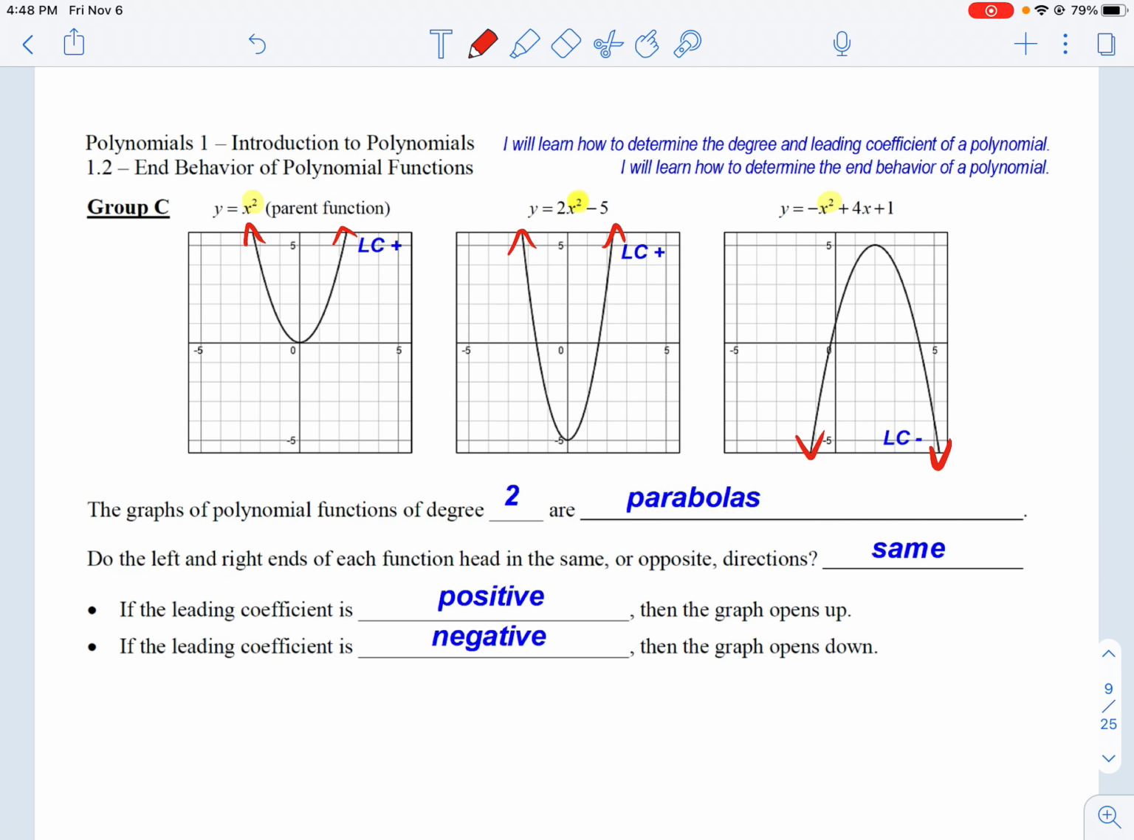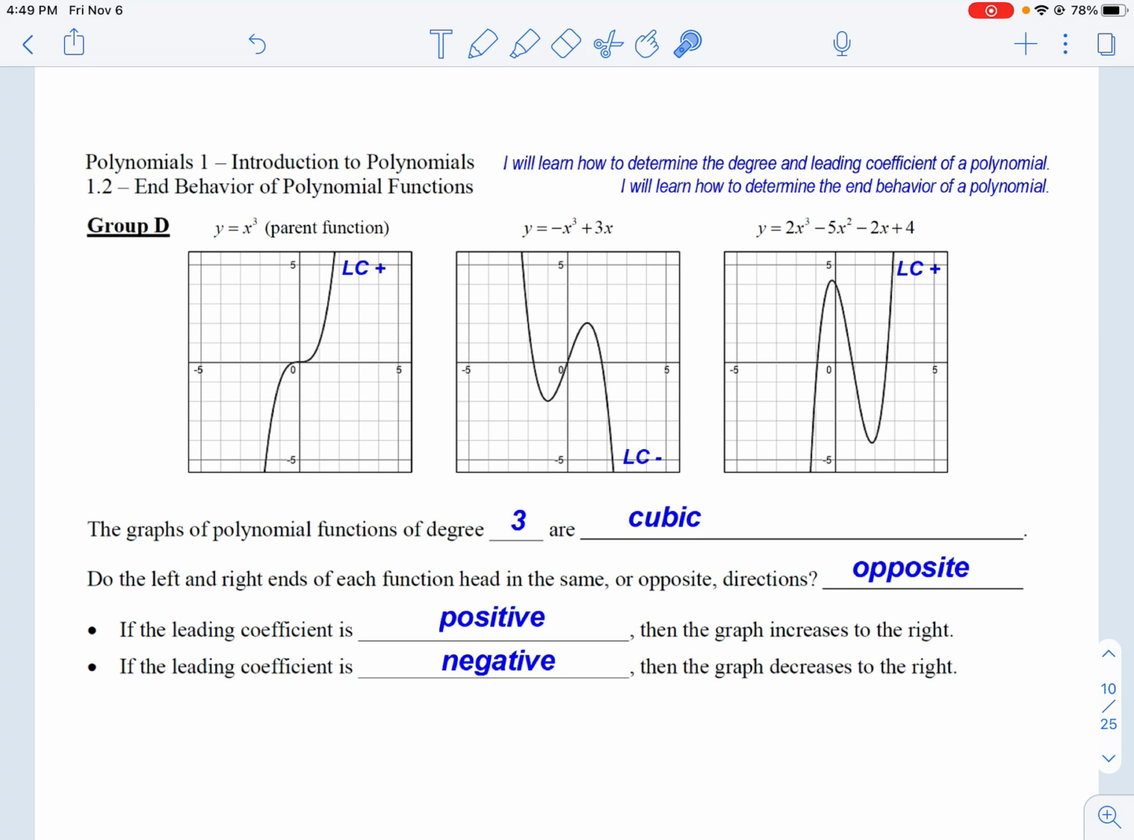If the leading coefficient is positive, so in this case, this one has a positive leading coefficient. Where is the leading coefficient? The leading coefficient here is positive 2. The leading coefficient here is negative 1. And when the leading coefficient is negative, the graph opens down. When the leading coefficient is positive, the graph opens up.